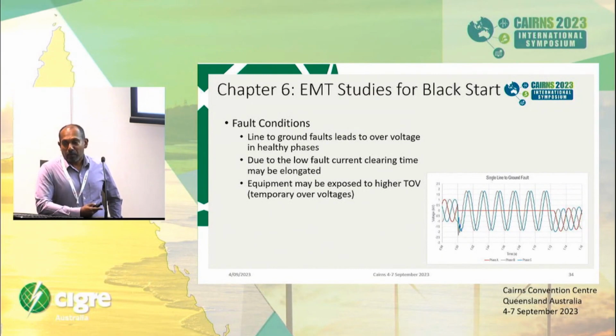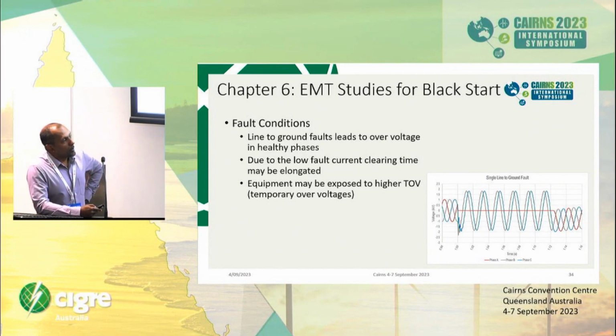The real problem may be during a black start process, where the current is smaller relative to the healthy system, and the protection system may take a little bit longer time to identify the fault current and trip it. This causes the healthy phases to have the temporary voltage condition for an elongated time. So we have to be careful that the equipment on healthy phases has enough TOV, temporary overvoltage, capability once you have this kind of condition.